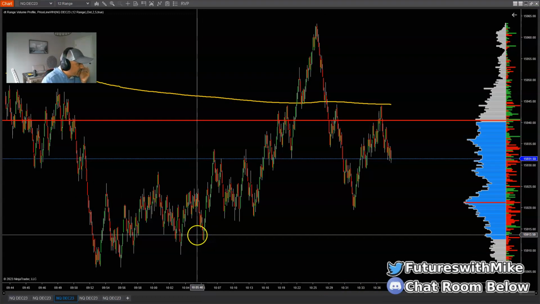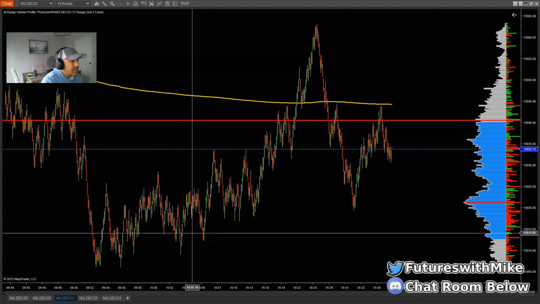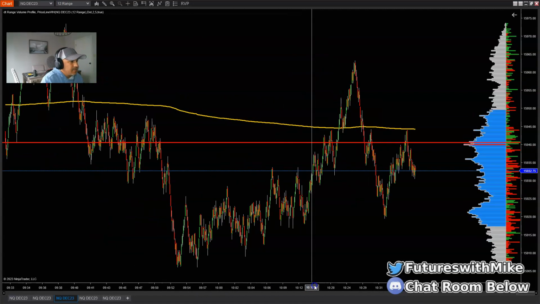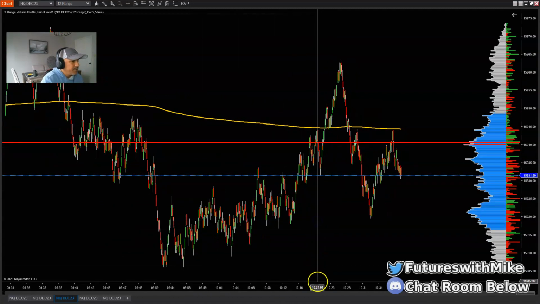So I'm showing you my trades as I'm taking them. I've only taken three little small scalps, you know, nothing big or major. The market's not really doing much on the 12 range.